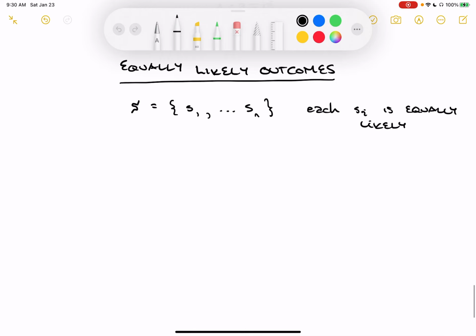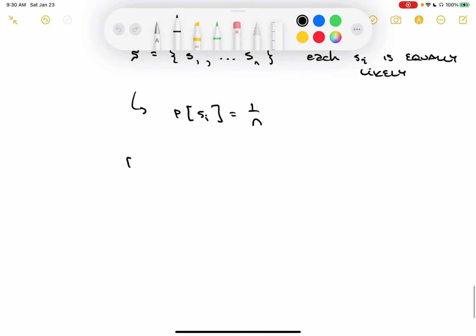So I think out of this, what we should be able to get is that the probability of any one of those outcomes is 1 over n. How do I get that? Well, I know that the probability of S, from axiom 2, equals 1. That was axiom 2: the probability of everything is equal to 1.